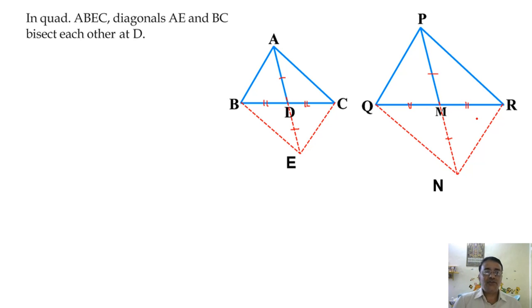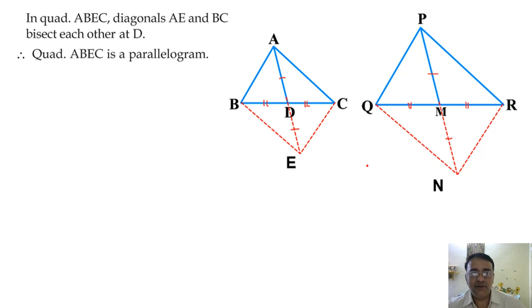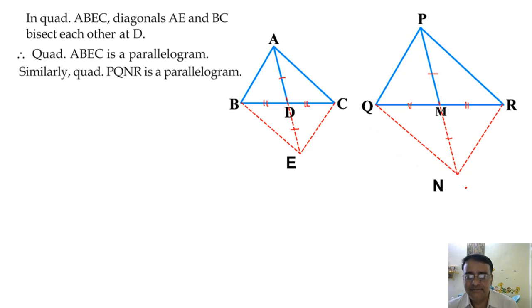Okay, fine. So now in the quadrilateral, what we are observing is that the diagonals bisect each other at point D. So we can write that ABEC is a parallelogram. Any doubt here? No, sir. Okay, so quadrilateral ABEC is a parallelogram. Similarly, this is also a parallelogram, PQNR. If it is clear up to here, then move ahead.